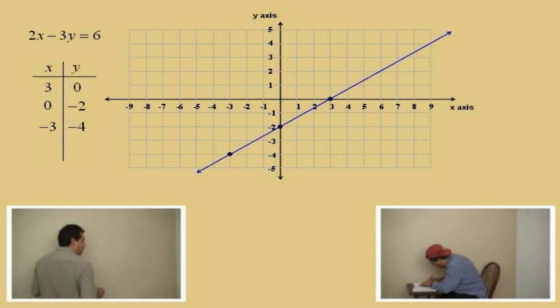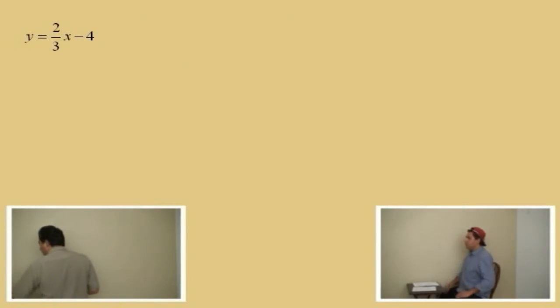Now all we have to do is draw the line, just connect the dots. Remember, all lines are straight. Just draw your line there, and there you have it. Very nice, Charlie. Okay, let's move on.